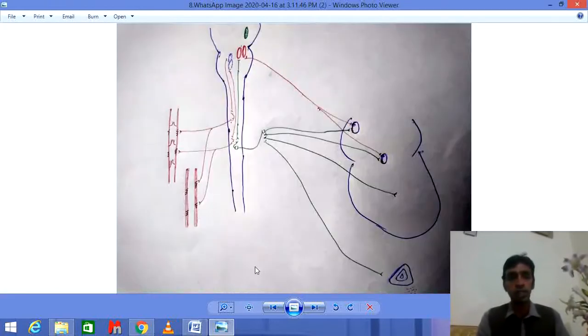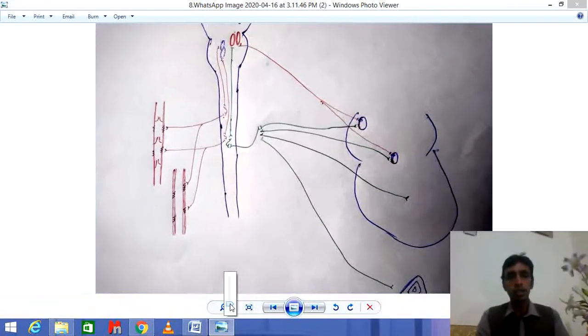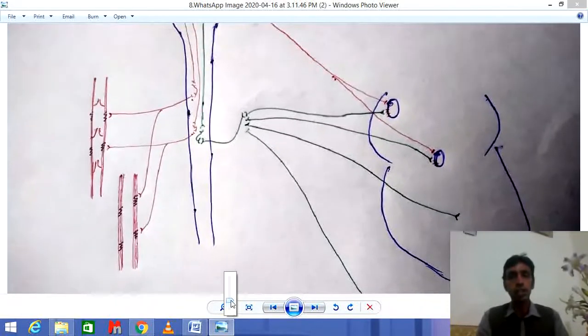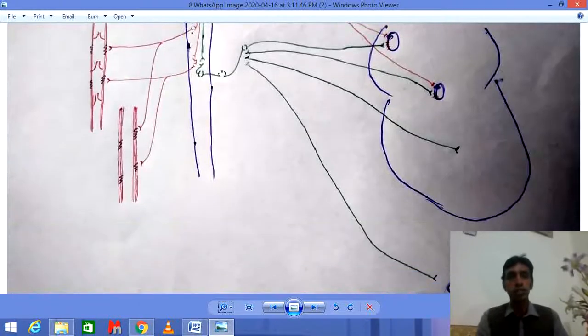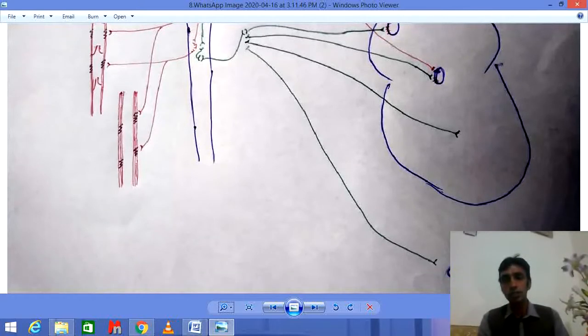Now coming to the next diagram. In the previous diagram, we have learned about this one. This is also a sympathetic pathway. This will also activate this one, which is actually the adrenal gland. It activates the adrenal gland to secrete epinephrine or adrenaline. This adrenaline will go to the bloodstream and eventually increase the blood pressure.